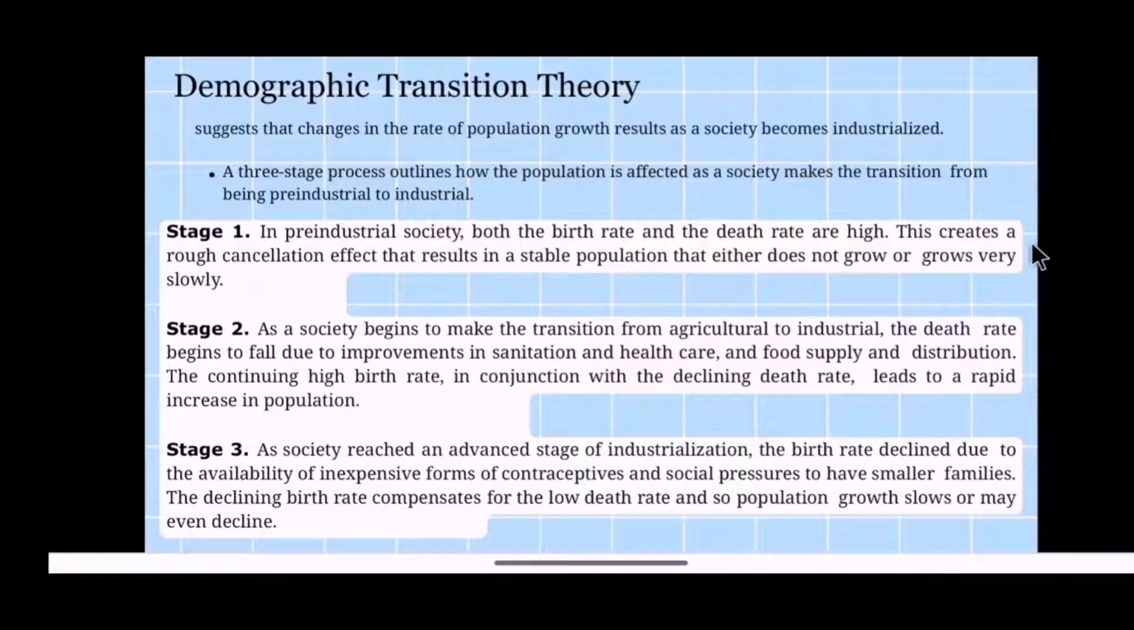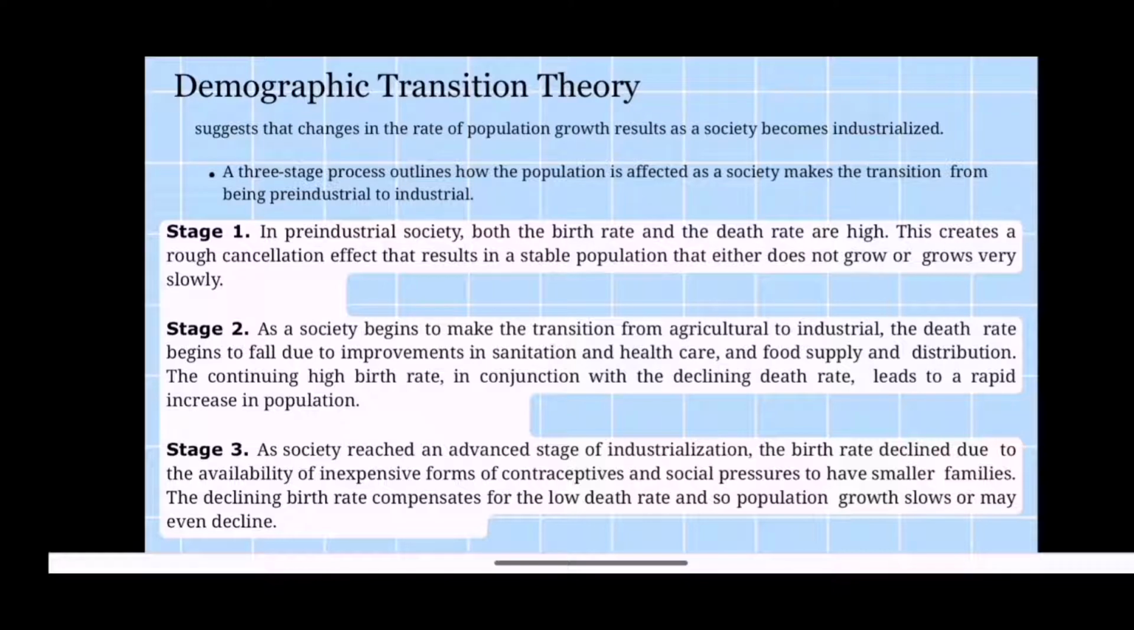Aside from the Malthusian theory, we also have the demographic transition theory that suggests that changes in the rate of population growth result as a society becomes industrialized. A three-stage process outlines how the population is affected as society makes the transition from being pre-industrial to industrial. For stage 1, it is stated that in pre-industrial society, both the birth rate and the death rate are high.